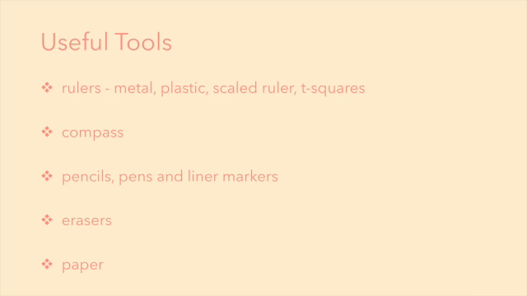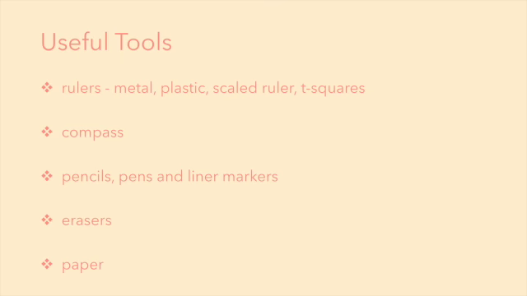A compass, or you can also use an arced ruler for drawing any circular lines or circular elements in your plans. A compass is the mathematical tool where you put a pencil in one side and the other side kind of is stuck within the middle, and you can draw circles really easily. Any pencils, pens, and liner markers would be helpful as well.